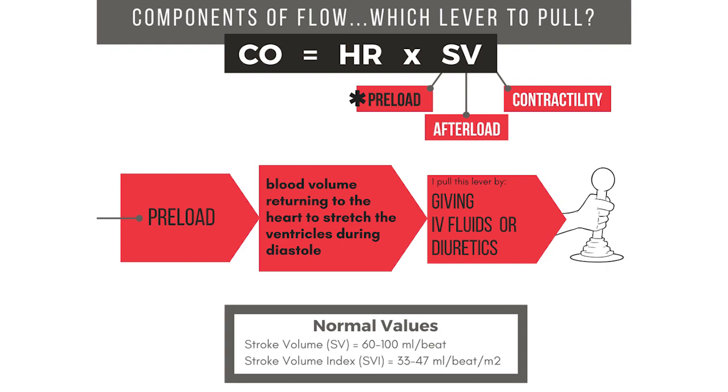What's a normal heart rate, you guys? 60 to 100 beats per minute. Guess what? Normal stroke volume is also 60 to 100. And roughly half of that is your normal stroke volume index, 33 to 47.